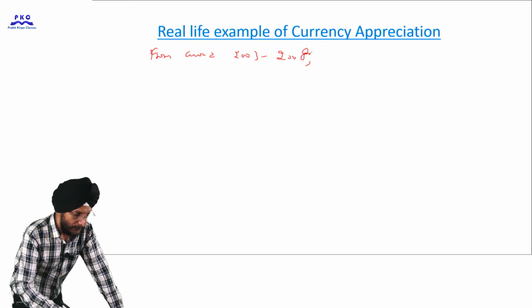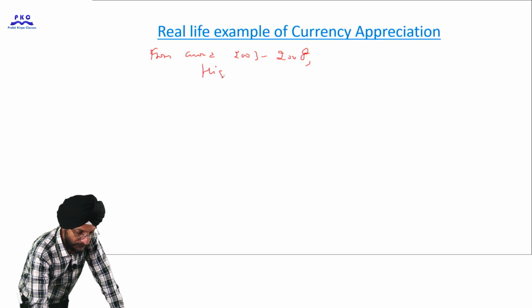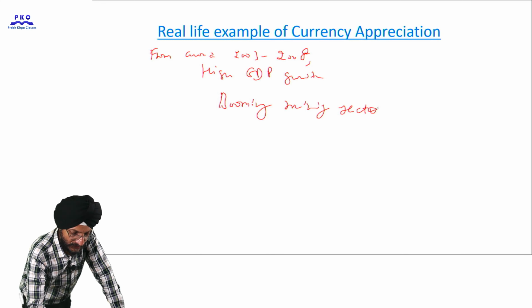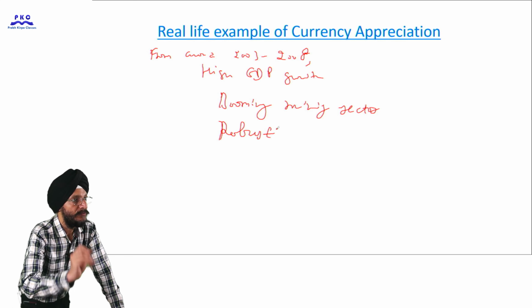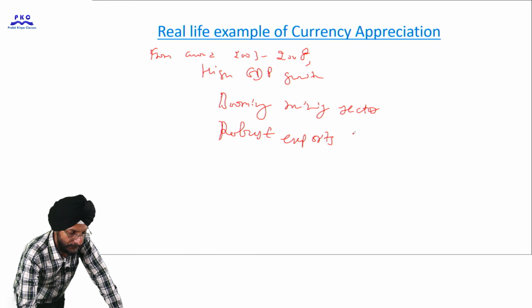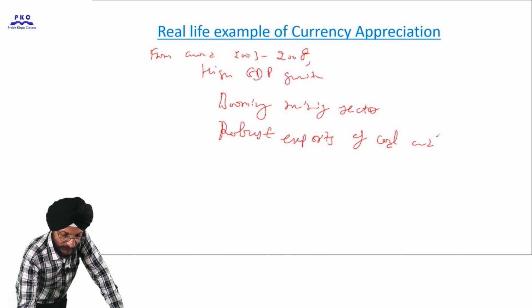Why? Because there was high GDP growth, there was a booming mining sector, and there were robust exports. That is, good exports, in good quantity. The exports were of coal and iron ore. It had those reserves, and so it was exporting.